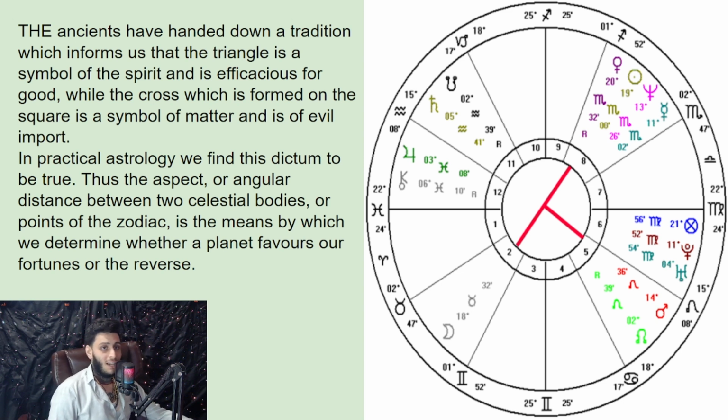The ancients have handed down a tradition which informs us that the triangle is a symbol of the spirit and is efficacious for good, while the cross, which is formed on the square, is a symbol of matter and is of evil import. In practical astrology, we find the dictum to be true. Thus, the aspect or angular distance between these two celestial bodies, or points of the zodiac, is the means by which we determine whether a planet favors or fortunes, or the reverse, for evil.